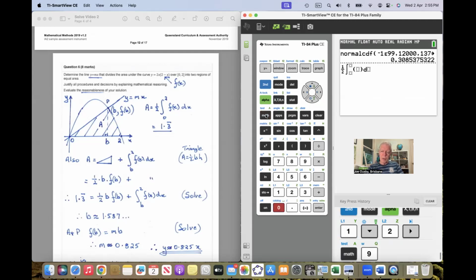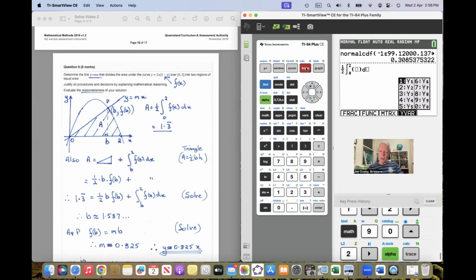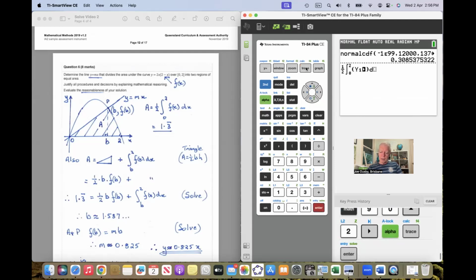I'm going from 0 all the way to 2. And the function I want is f of x, although in my calculator it's y1. So if I go alpha f4, it offers me the function menu, and it's dx that I want. Then if I execute that, it comes back and says, okay, the area of the shaded region, A, should actually be 1.333. So 1.3 recurring. So I'm recording that there.